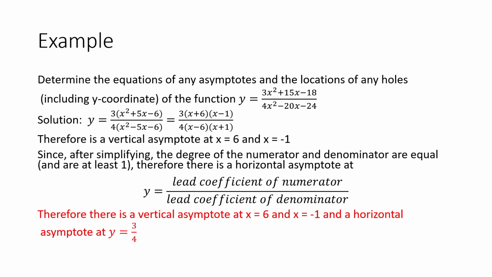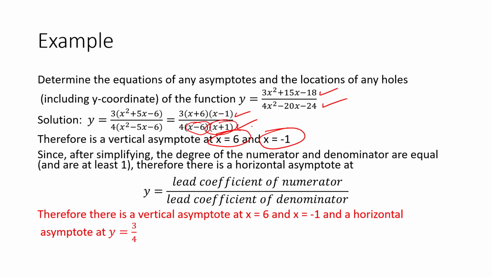Now, for the next question, we're going to determine equations of asymptotes and locations of holes of this function given right here. Well, we take a couple of steps to simplify, and we see that the numerator is 3 times x plus 6 times x minus 1, and the denominator is 4 times x minus 6 times x plus 1. And so we see that we've got a vertical asymptote at x equals 6 and another vertical asymptote at x equals 1. We're just setting these factors in the denominator equal to 0.